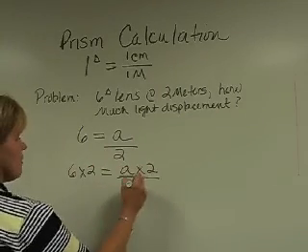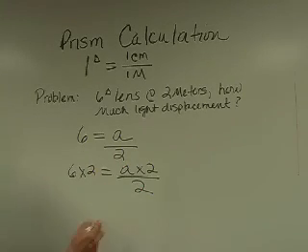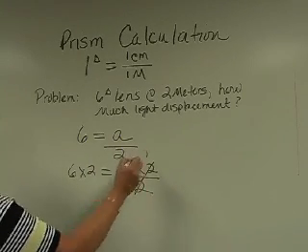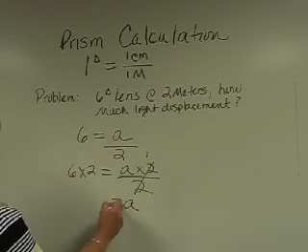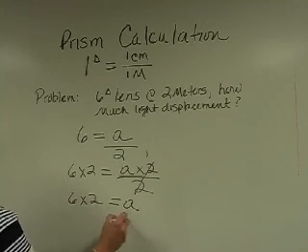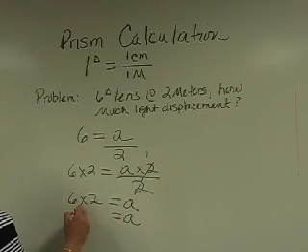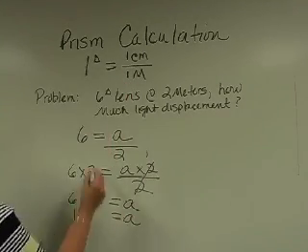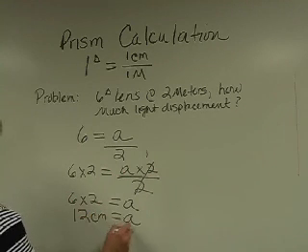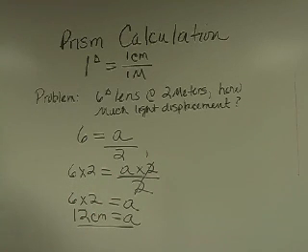And don't forget, you still have that 2 there. So now again, 2 divided by 2 is 1. So now we're left with A equals 6 times 2, or A equals 12. And we pull up and get our units of measure there. So A equals 12 centimeters of deviation.